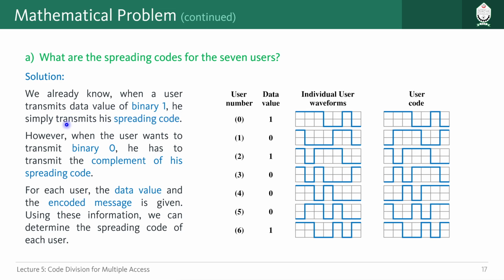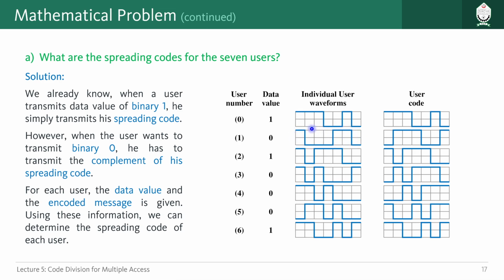when a user wants to transmit data value of binary 1, he simply transmits his spreading code. However, when the user wants to transmit binary 0, he has to transmit the complement of his spreading code, right? So for the cases whenever we are transmitting data value 1, obviously whatever waveform we are seeing here, this is the exact spreading code for that user. So for user 0, this is the spreading sequence, right? Exactly like the individual user waveform. But for the next one, you see data value 0 was sent. So obviously whatever the spreading sequence was assigned for user 1, he has to take the complement of that, and that will be transmitted as this waveform, right?